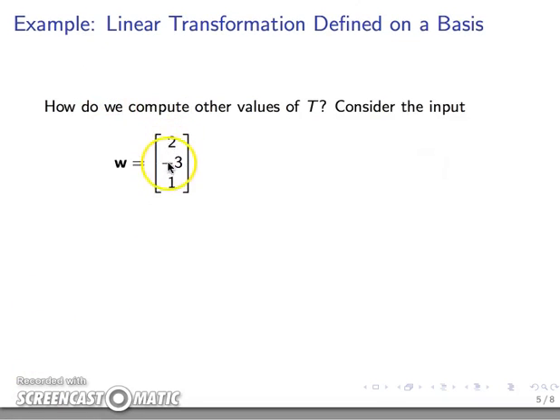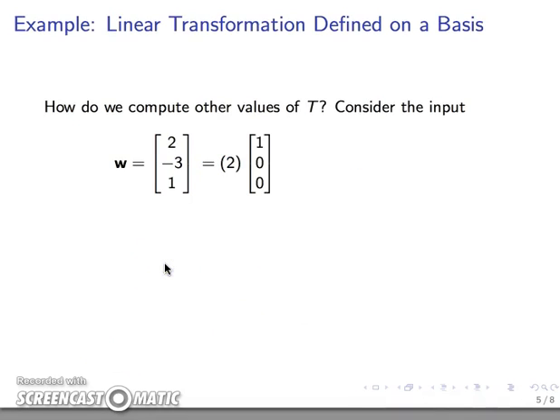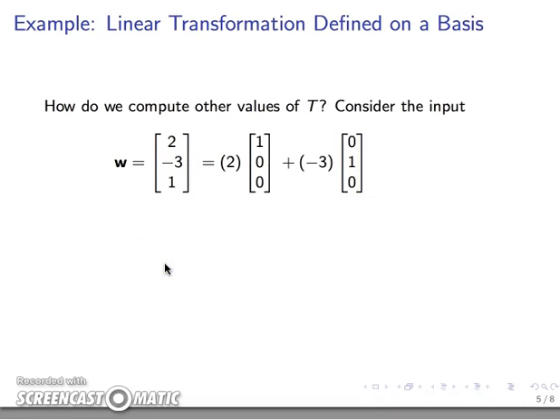So let's consider this vector here with entries 2, minus 3, 1. Because we know a basis, the standard basis, we can think of this as 2 times E1 minus 3 times E2 plus 1 times E3. So in other words, we have 2 times E1 plus minus 3 times E2 plus 1 times E3.